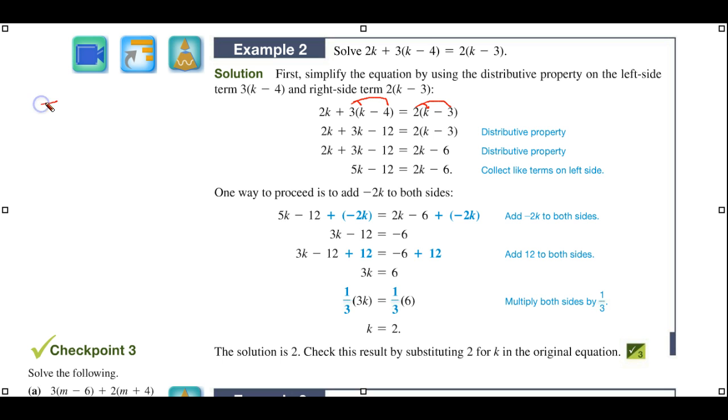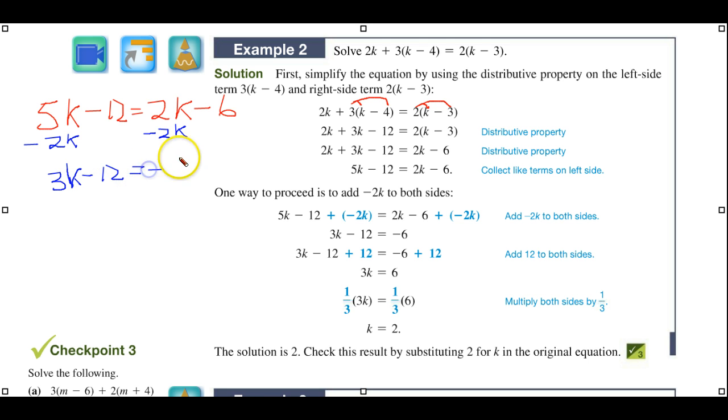Now, when we have something like this, 5k minus 12 equals 2k minus 6. Again, we want to get all the k's on one side and all the numbers on the other. So, to get the 2k away from this side, we're going to subtract 2k, and we're going to subtract 2k there. Now this gives us 3k minus 12 equals now a negative 6.